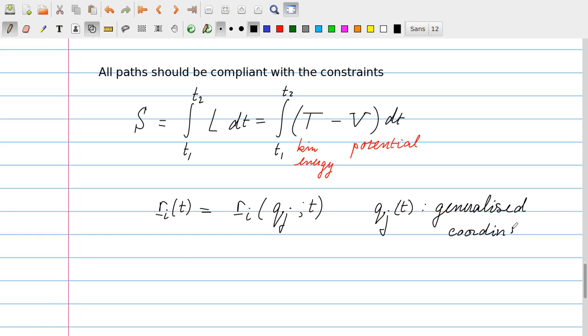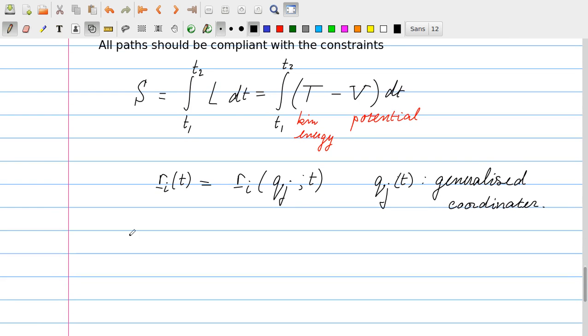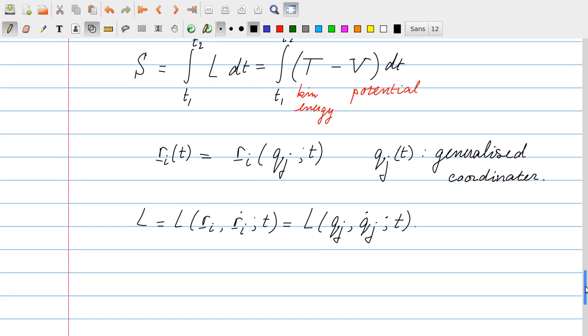Now it will be clear that given the fact that the Ri depend on the generalized coordinates, I can write the Lagrangian L, which is a function of all the Ri's, of all the Ri dots, and perhaps depends explicitly on time. It's clear from this that we can replace this by an L that depends on the Qj, the Qj dot, and perhaps the time. And so also for an action that is expressed in terms of an L that depends on the generalized coordinates, we should still find a stationary solution.